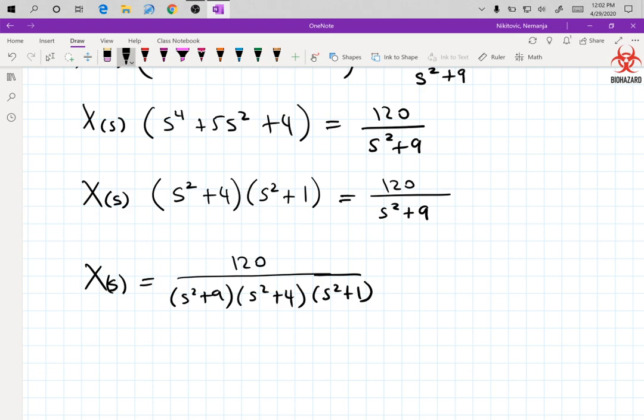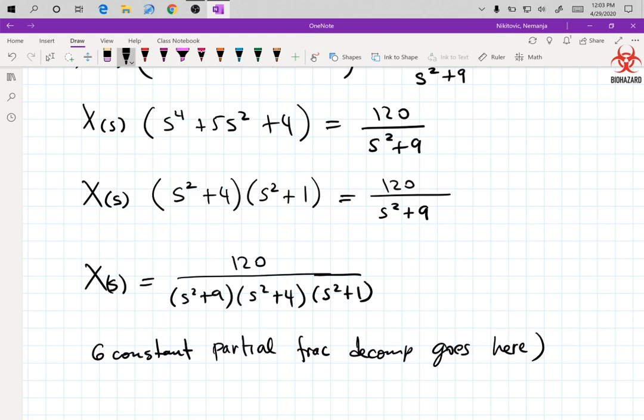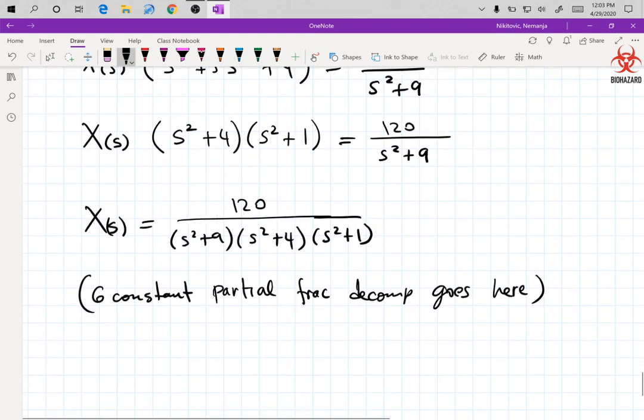Now you're going to say, is this going to be a 6 constant partial fraction decomposition? Yes, it is. So 6 constant partial fraction decomposition goes here. This is going to be the rest of your day, I guess, to fill in the blanks.